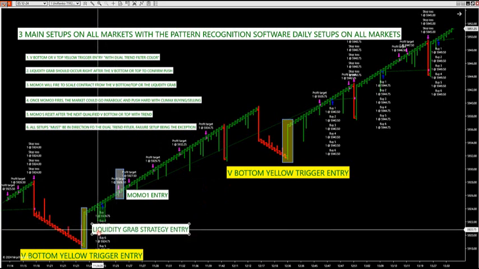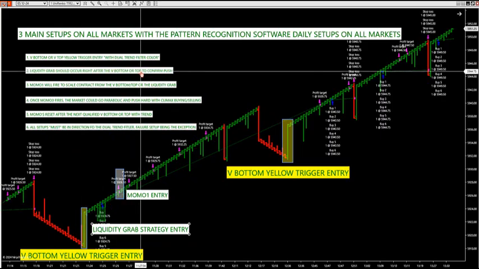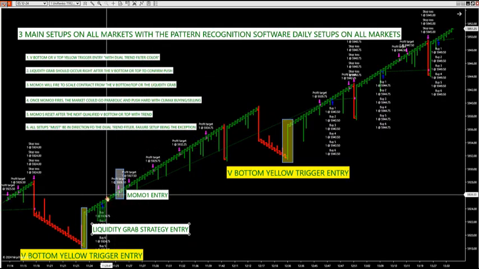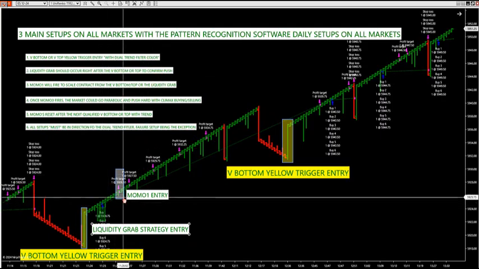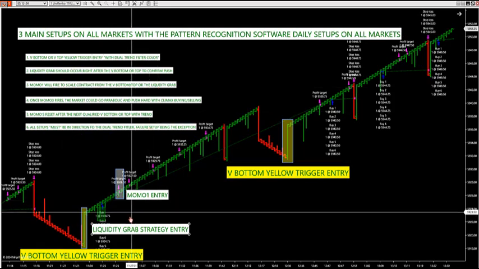That's the second order of setup. Liquidity grab should occur right after the V-bottom or top to confirm the push. That's the second one. The third one that will fire, and this happens on our other chart, it forms as a yellow candle automatically, is the Momo 1. The Momo 1 will fire to scale contract from the V bottom or the liquidity grab.